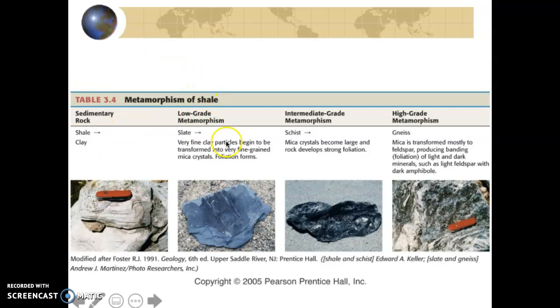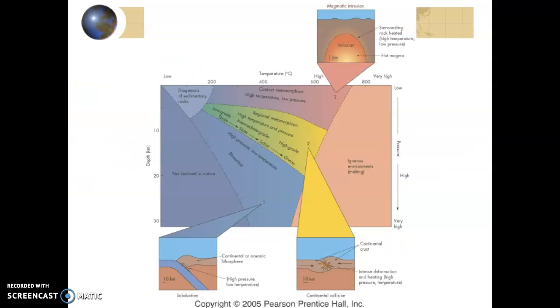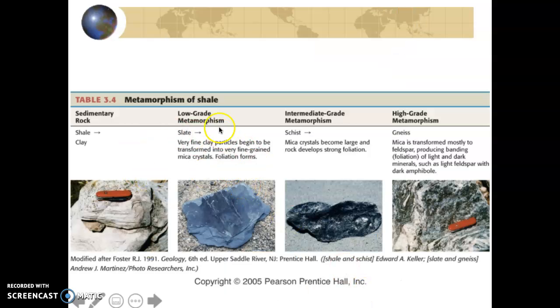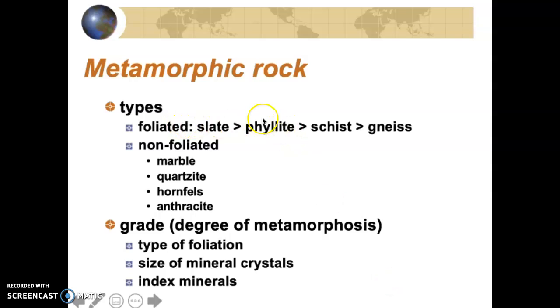And so this is to give you an idea. This shows it a little bit, low grade and high grade. This shows it very clearly. We can go from low grade to high grade in our metamorphic rocks. So the rocks that we'll be looking at down in the lab, low grade slate and phyllite. We'll look at a few medium grade schists, and we'll look at a high grade gneiss.